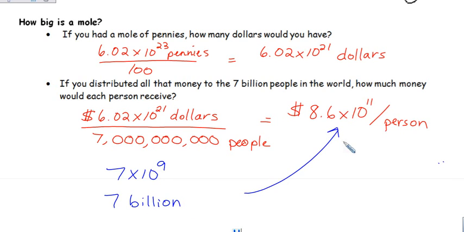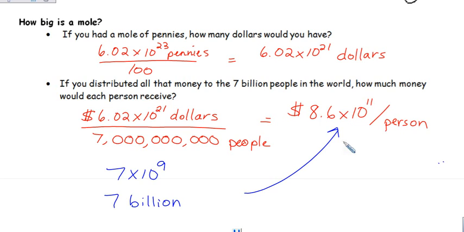This is even larger. If you started with just a mole of pennies, every person on the face of this earth would be more than a billionaire. Would you take a mole of pennies? You betcha I would. Holy cats, that's a lot of money. This calculation is really just trying to put in perspective how large a mole really is.